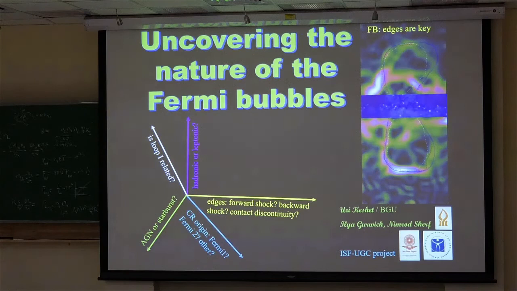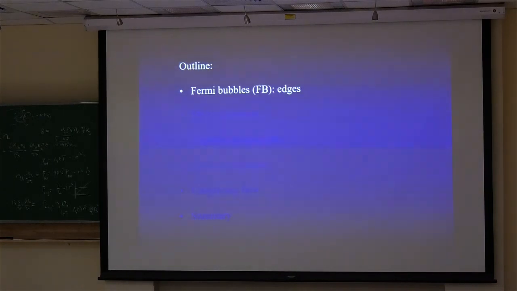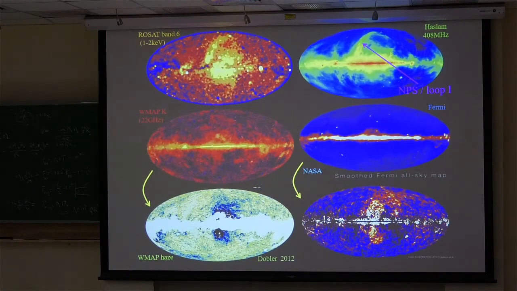When we see sharp edges in maps in astronomy, they are good clues to what's going on. So after discussing the discovery of the bubbles, to complement what Roland said, I'll focus on the edges, then discuss some counterparts, some of which were mentioned. Then I'll talk about the gamma ray spectrum, which is very telling, and about variations in the spectrum with position in the bubbles, and only then will I reach what I think we know and don't know about the underlying system. So, the edges. These are all-sky map projections in various bands.